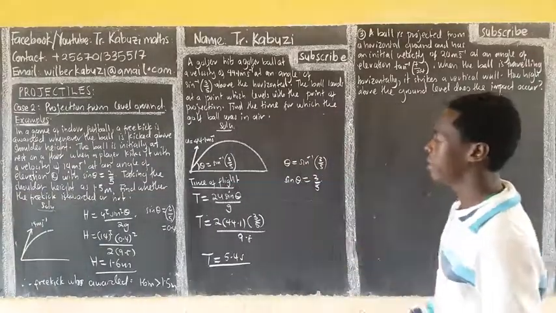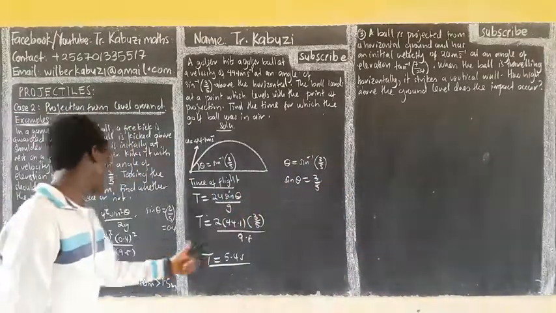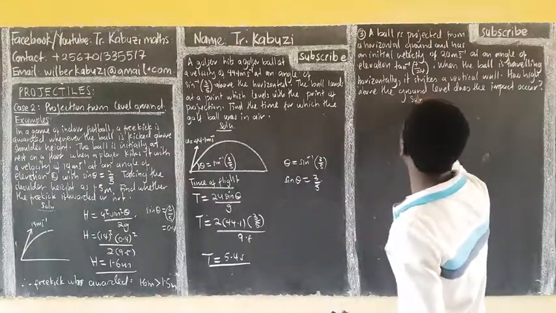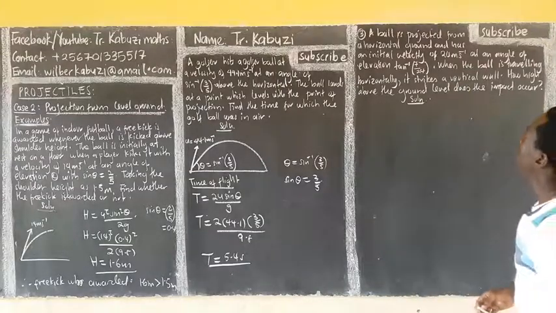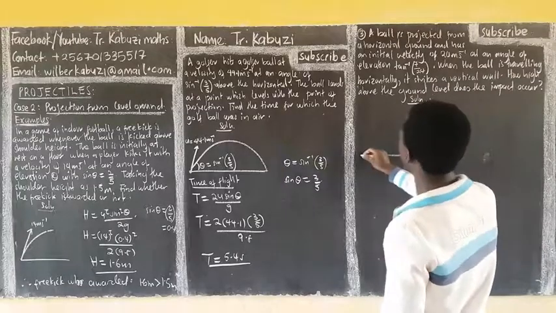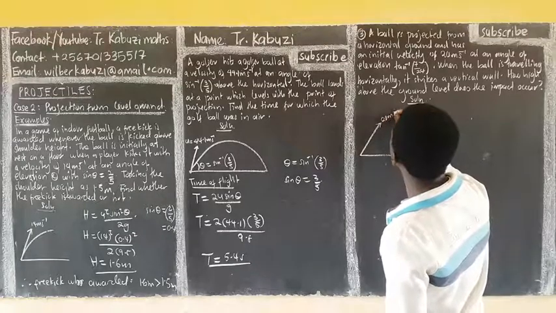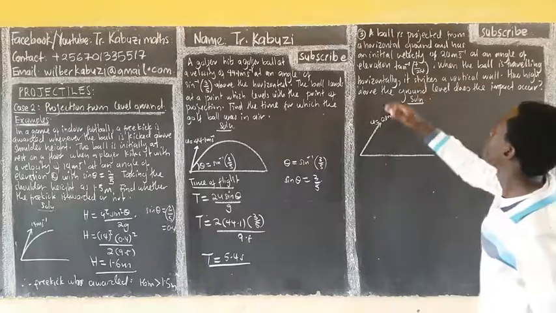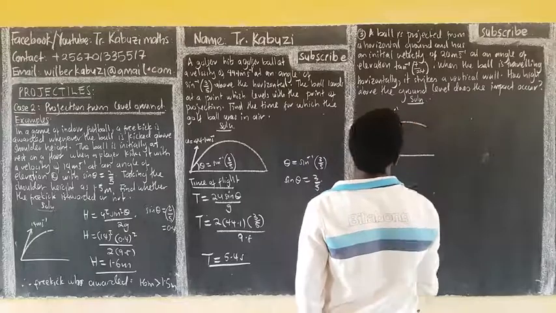So now from that, you see from here we are building to this. Then from here, if we have this, now we are applying it. Now what happens is if they give you a question: a ball is projected from horizontal ground with an initial velocity of 20 meters per second. So this is our u, and at an angle of elevation, so they are giving us theta. So this ball is projected like that.